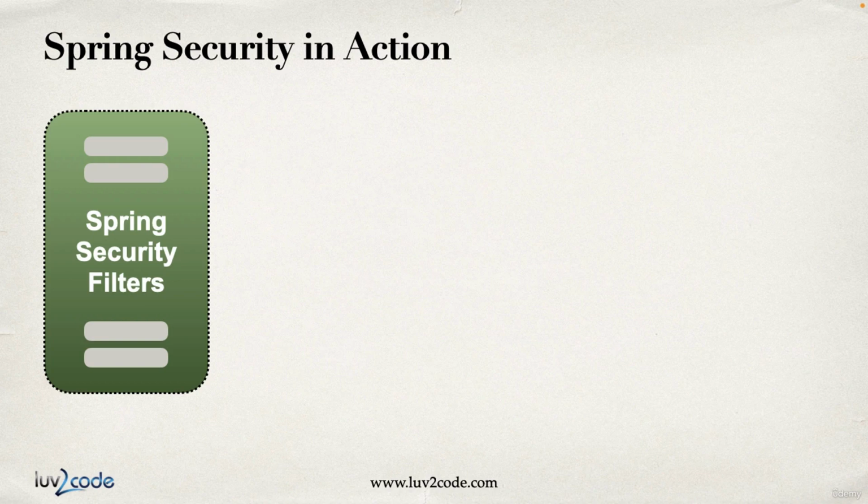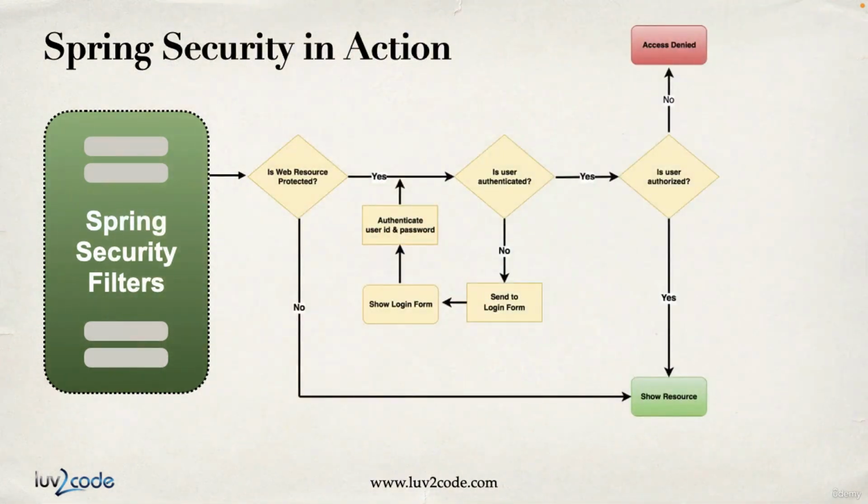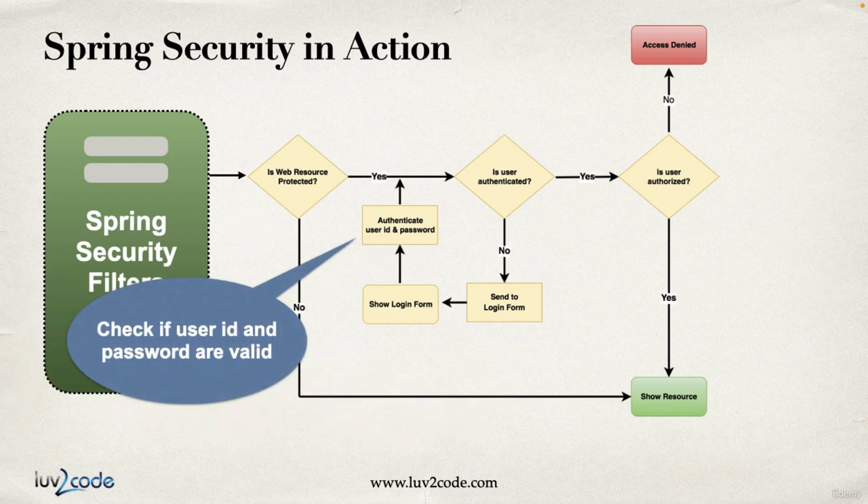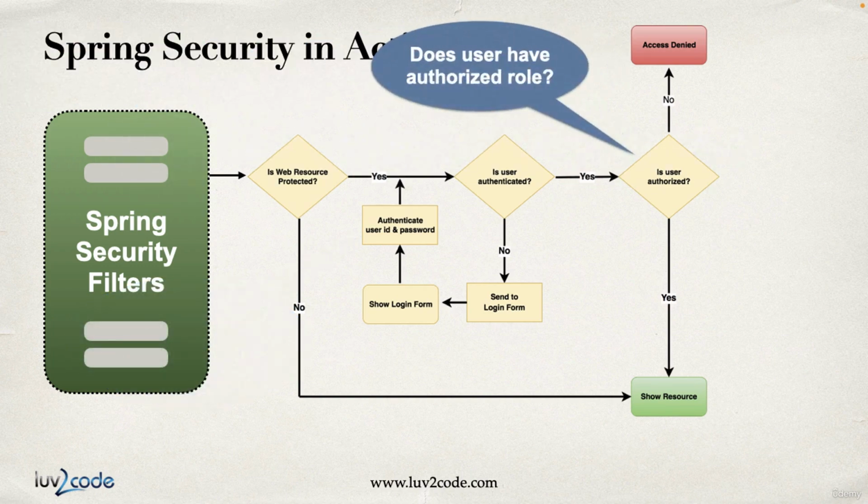Okay, Spring Security in action with the flowchart. We have these Spring Security filters, and then basically we'll say, hey, is this web resource protected? Yes, then is this user authenticated? If they're not authenticated, then we'll send them to the login form. Show that login form and then take the user ID and password and authenticate it. We'll check to see if this user ID and password is valid based on the information we have stored in our system. Then if they pass the test, so they're authenticated, then we check, is this user authorized? Do they have authorization to access this resource?